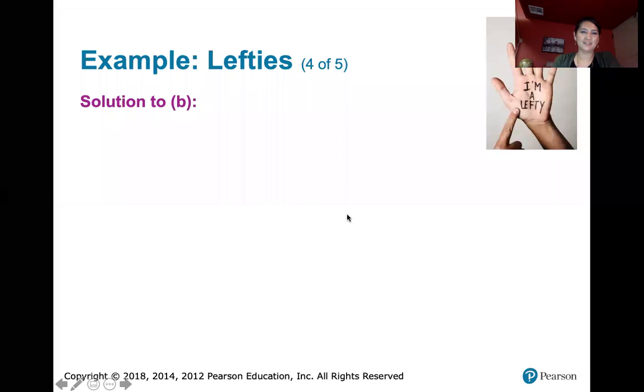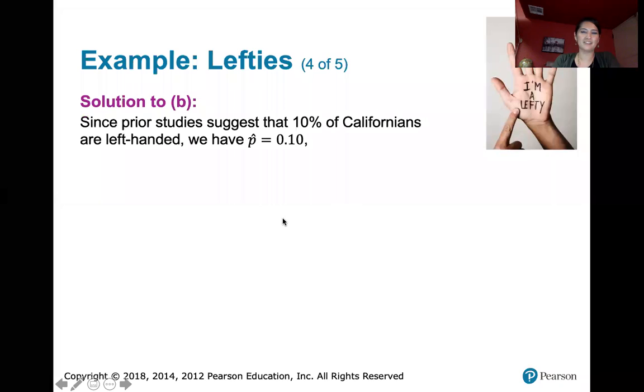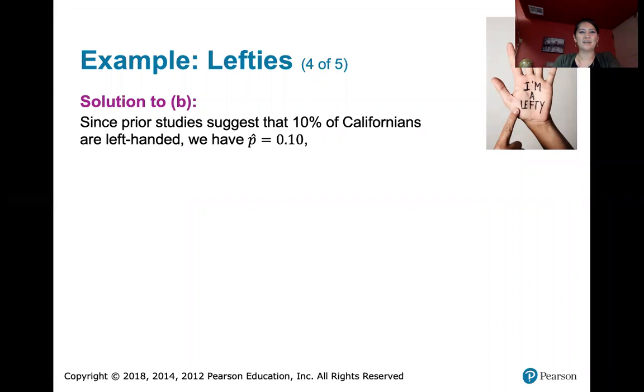Okay, so now let's go back to this part of the question, solution to part B. Now part B does exactly the same thing that we were doing in part A, but this time we have some prior studies that suggest that 10% of Californians are left-handed. So we've got p hat. P hat is equal to 0.10.